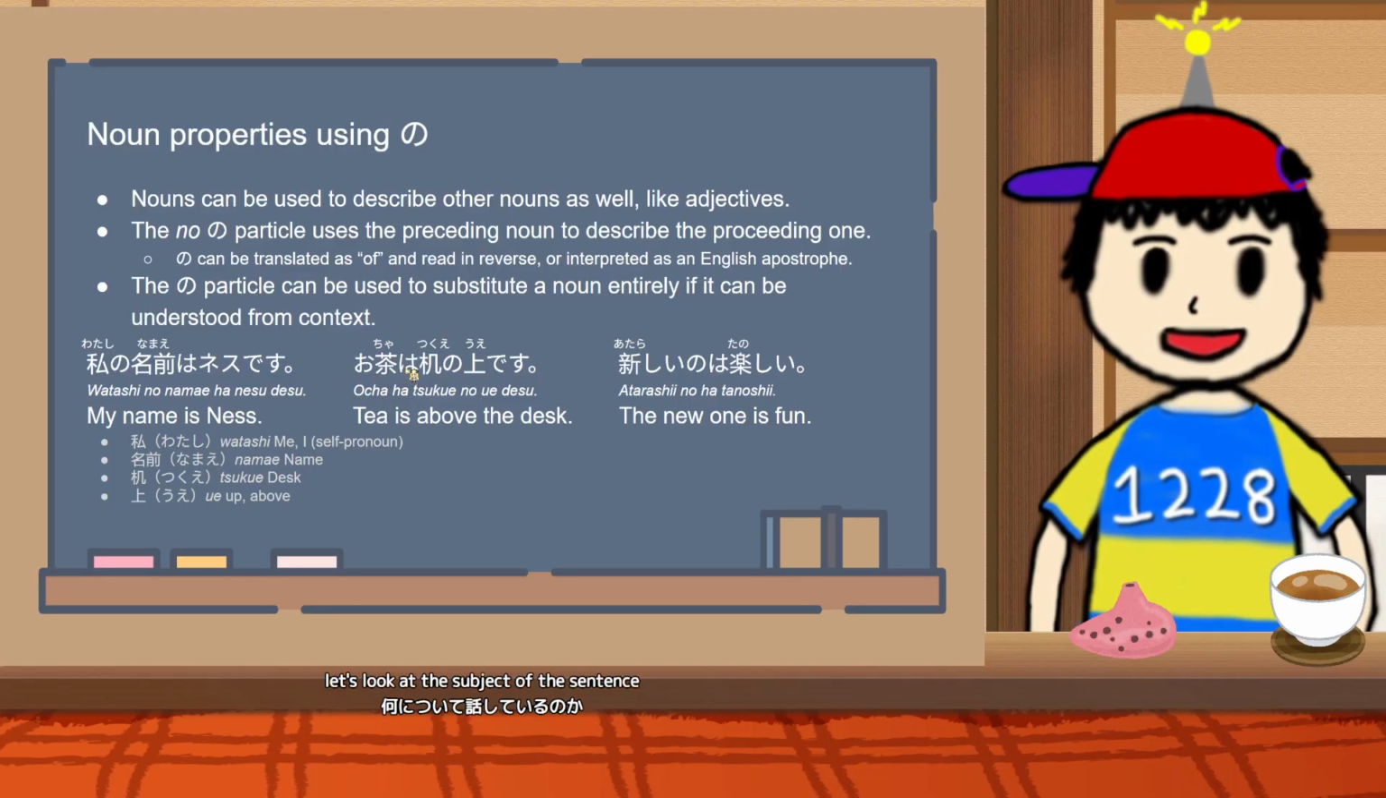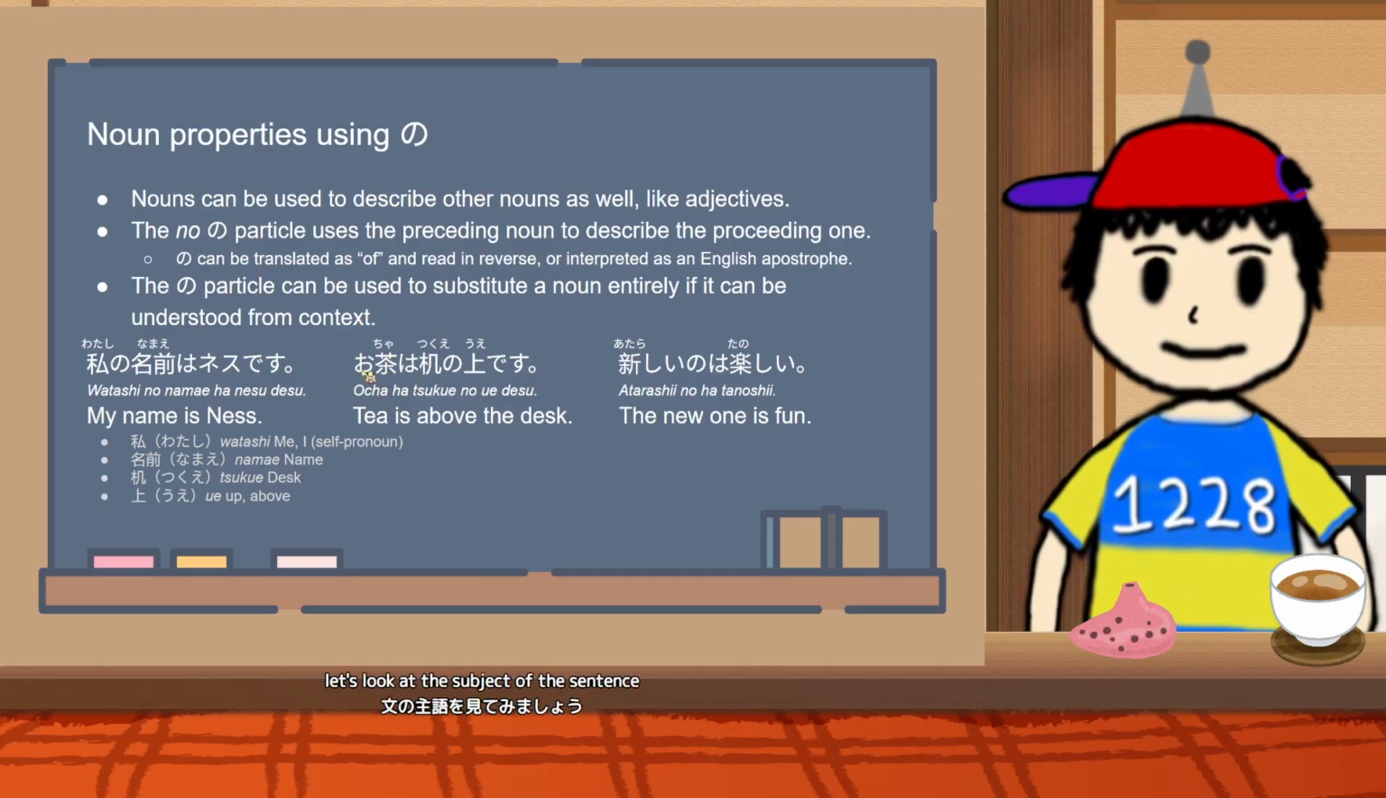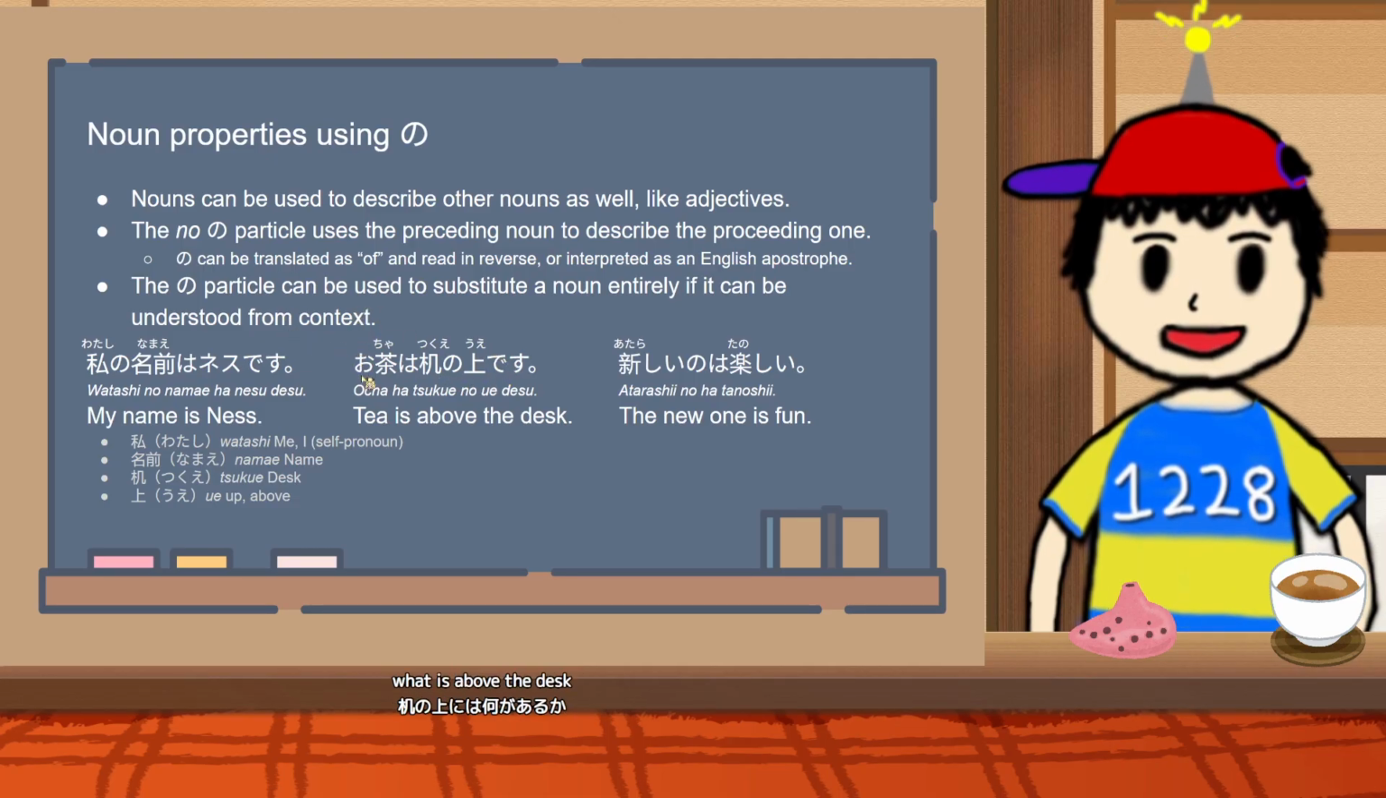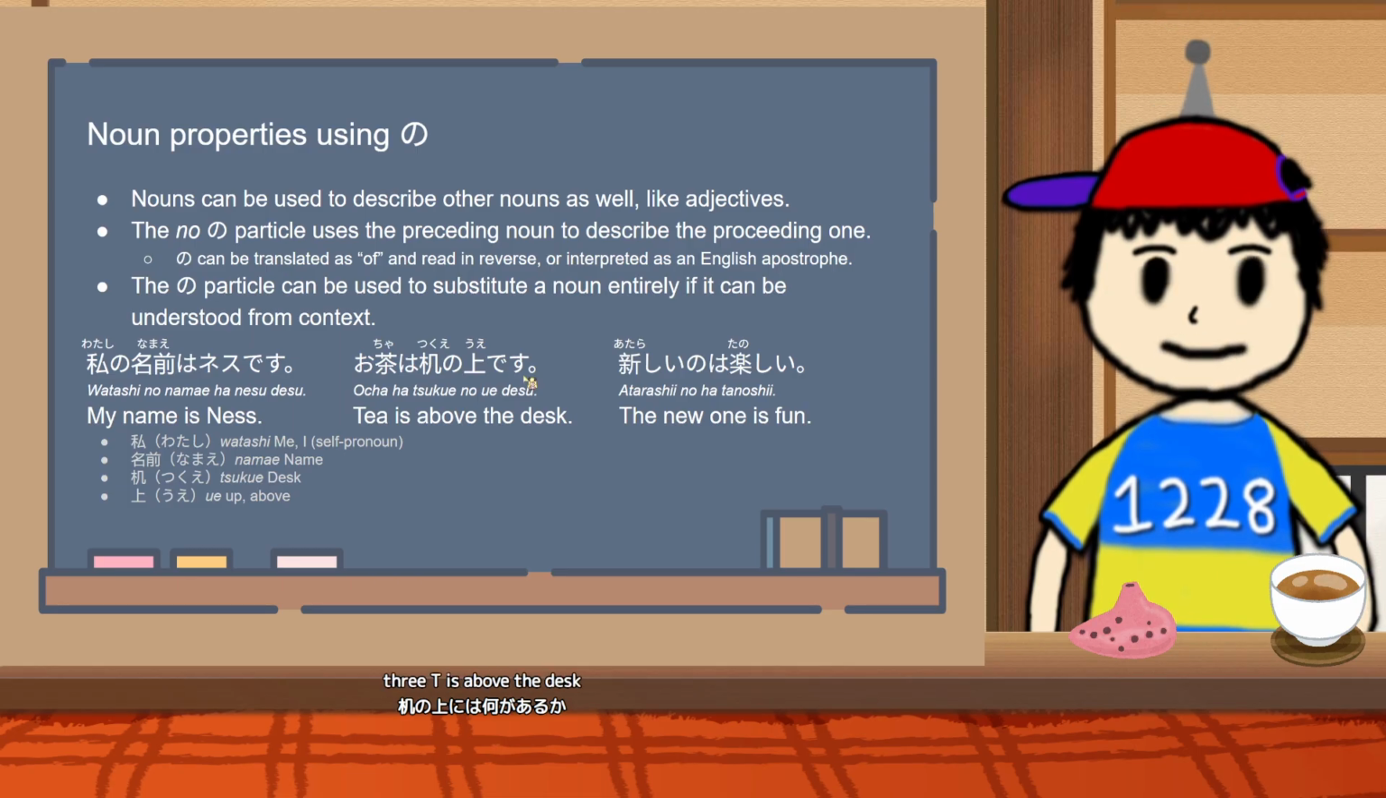The subject of the sentence is ocha, tea. So the subject of the sentence is what this all pertains to. So, what is above the desk? Tea. Tea is above the desk, or on top of the desk. A pun that I like to say, this is a little advanced, so bear with me. Aru mikan no ue ni aru mikan. The orange on top of the aluminum can.